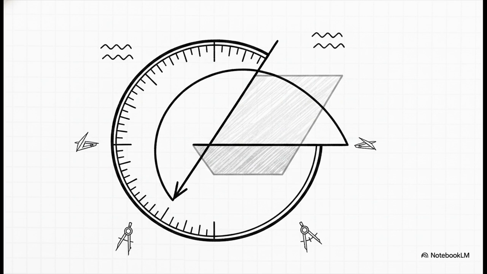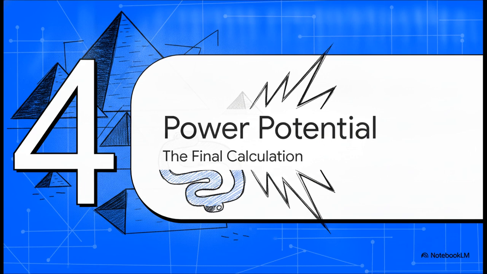I point this out because it really highlights the level of granular physics making this predictive model run. It's not just guessing here. It's using the rigid laws of wave physics to track exactly how that theoretical force would behave. Now, what's really interesting about this next part is how it all connects. Section 4, projected power potential, the final calculation.